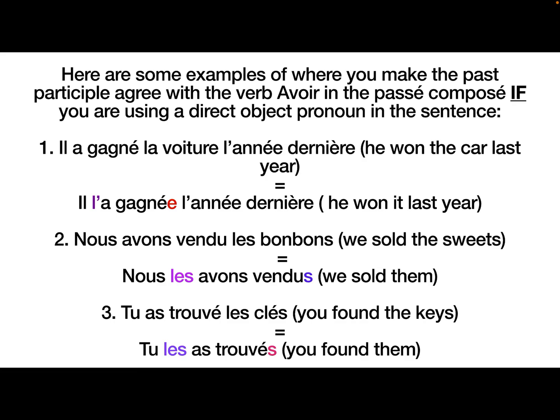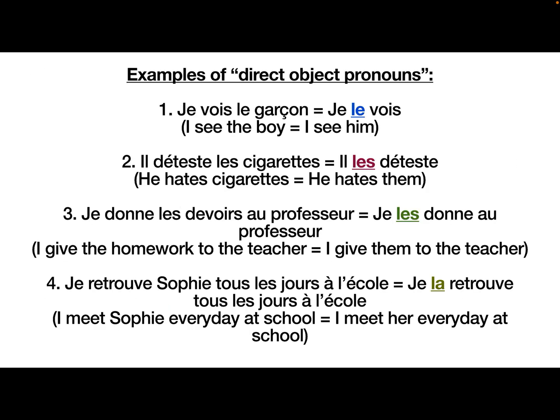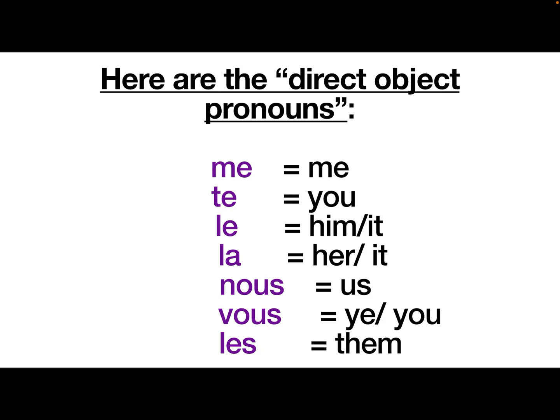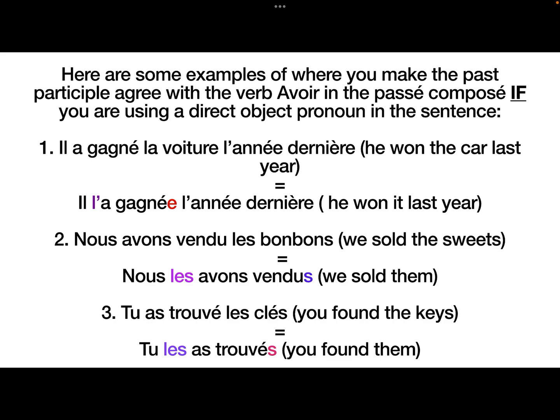Now, I'm replacing he won the car with he won it. So I'm dropping la voiture, the car, and replacing it with la, because if you go back to your list of direct object pronouns, the feminine word for it is la. So he won the car, he won it. I drop la voiture and I replace it with la and I put it before my helping verb. So look at that in the second line, that's straightforward. The la just becomes l' before my helping verb. Il l'a gagné.